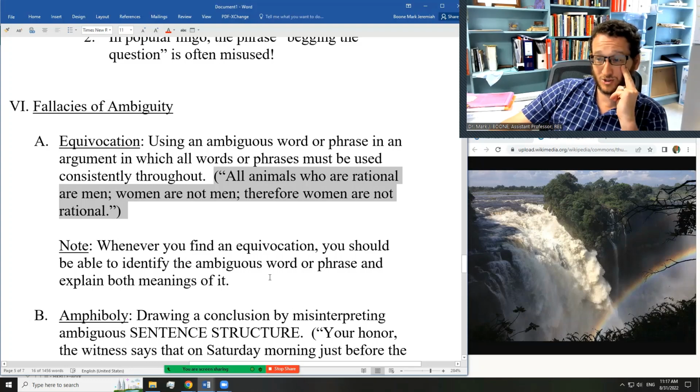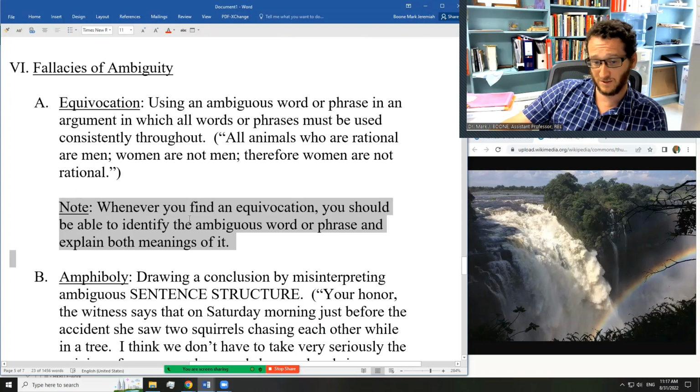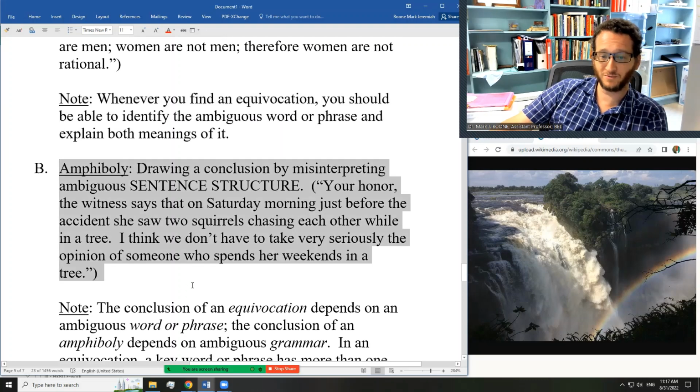That looks like a valid argument, but the word men in the first premise is used in the old school, no longer politically correct gender neutral sense, referring to all human beings. In the second premise, it refers to adult male human beings, and that makes it a bad argument. We probably talked about this when we were doing categorical logic. And when you find an equivocation, you should be able to identify the ambiguous word or phrase and explain both of its meanings.